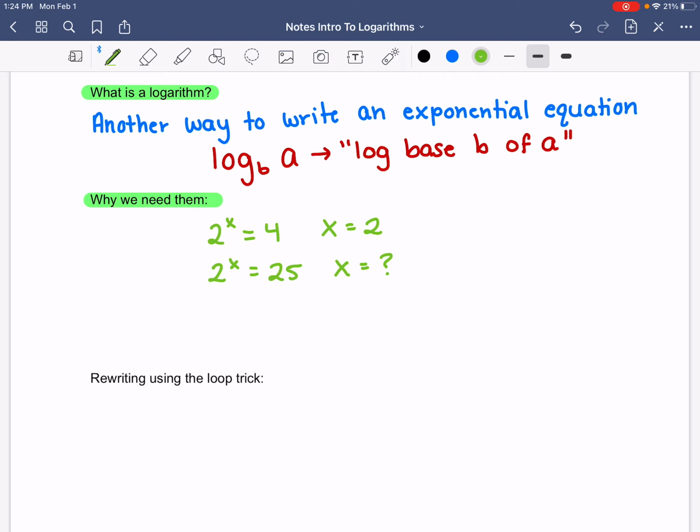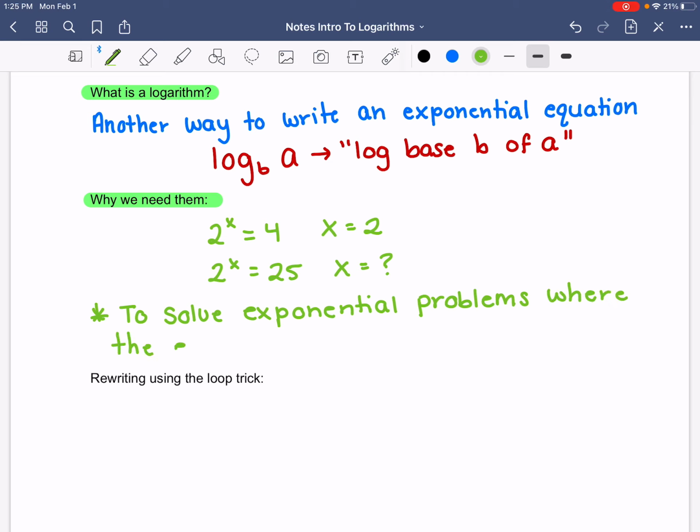We know 2 cubed is 8. We know 2 to the 4th is 16. We know 2 to the 5th is 32, but we don't know 2 to what power would be 25. So why do we need them? We need them to solve exponential problems where the exponent is a decimal. So today's goal is going to be to go back and forth between log and exponential.